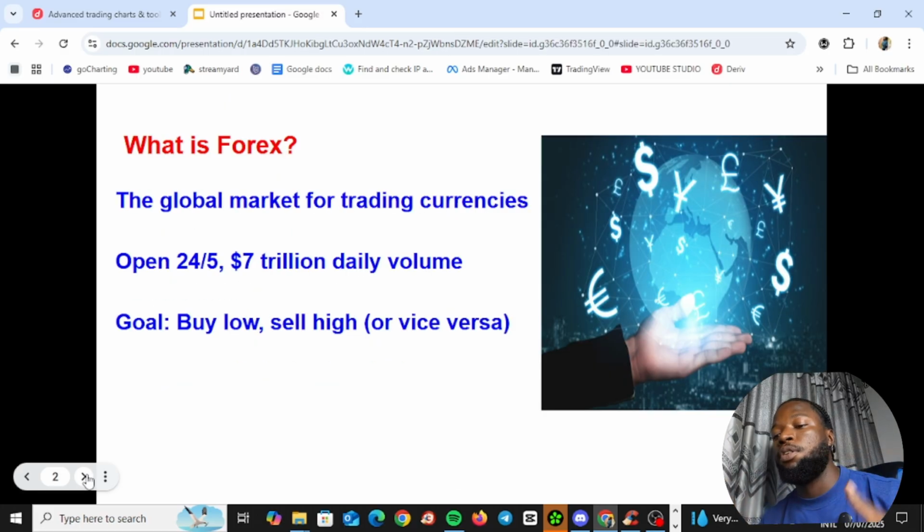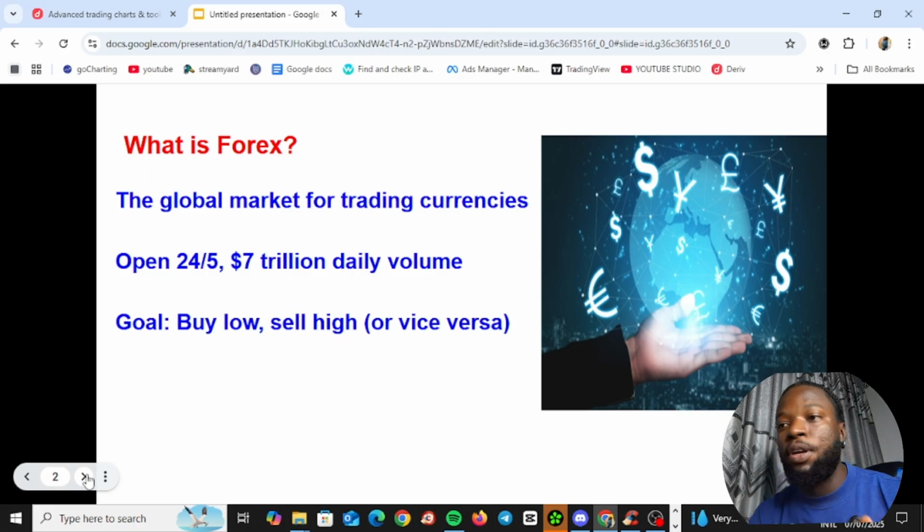Now forex simply means foreign exchange, which is the global market for trading currency. Like we have the dollar, we have the euros, we have the pounds, we have different kinds of currency for every continent. And also the goal of forex is you buy low and you sell high, or vice versa.